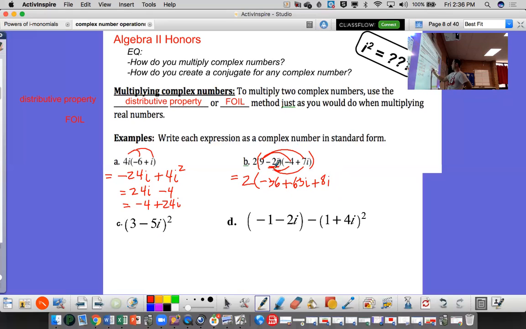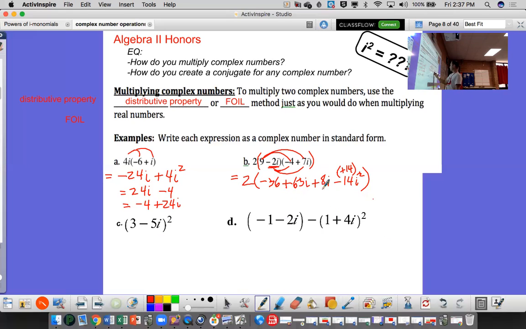And then -2 times a +7i would be -14i squared. -1. i squared equals -1. So I know that that's really going to turn into a +14. Okay? So now I'm going to combine some like terms inside here and hopefully get this thing to look a little bit cleaner.